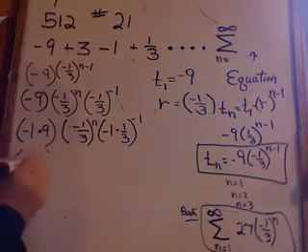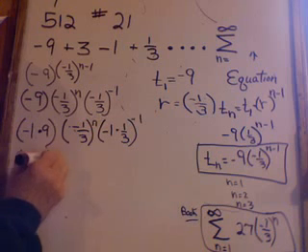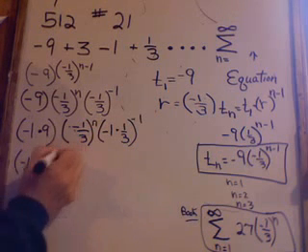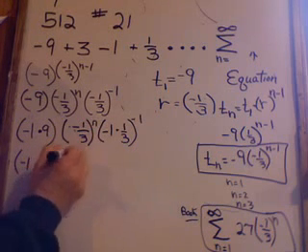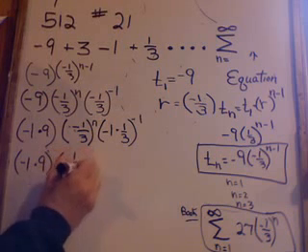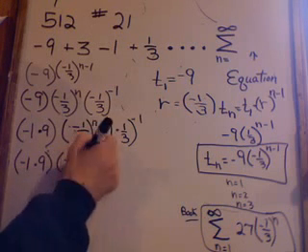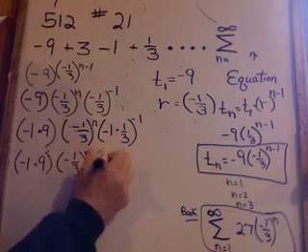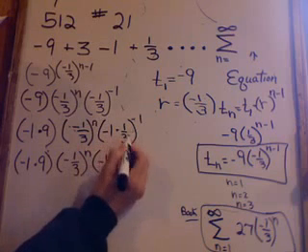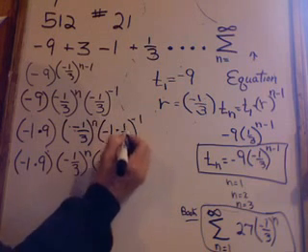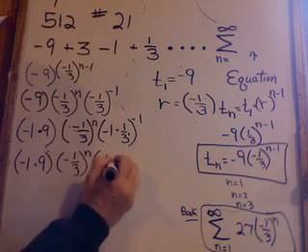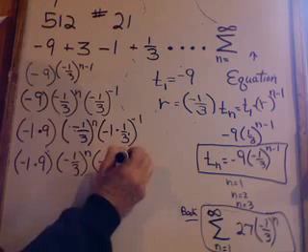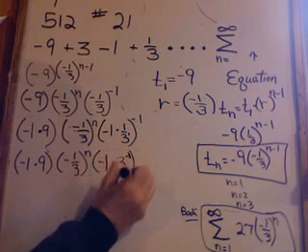Next step, I'm going to keep everything the same here. Going to keep this one the same. Now I'm going to rewrite this one, 1/3 to the negative 1. The exponent on this 3 is a negative 1, so I can move that 3 to the top of the fraction and call it 3 to the negative 1. You with me so far?